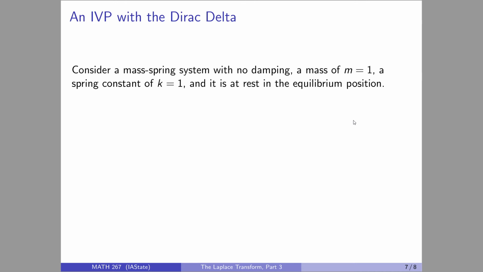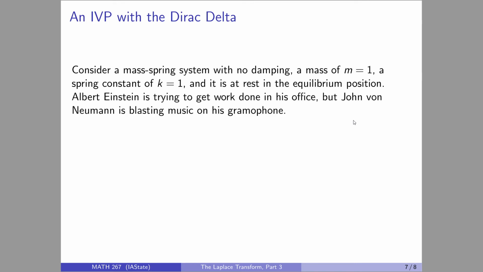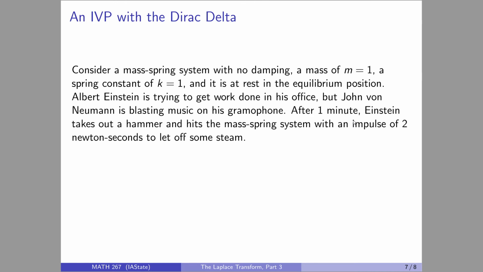Alright, so let's get it happening. So Albert Einstein's trying to get work done. But that Martian, Von Neumann, he's just blasting music on his gramophone. And after a minute of that nonsense, Einstein's had enough. And he takes out his patented Einstein hammer. The Hebrew hammer, yes, boom. Oh, there you go. There's a reference nobody's going to get. And he hits that mass spring system with a solid impulse of 2 Newton seconds to let off some steam.